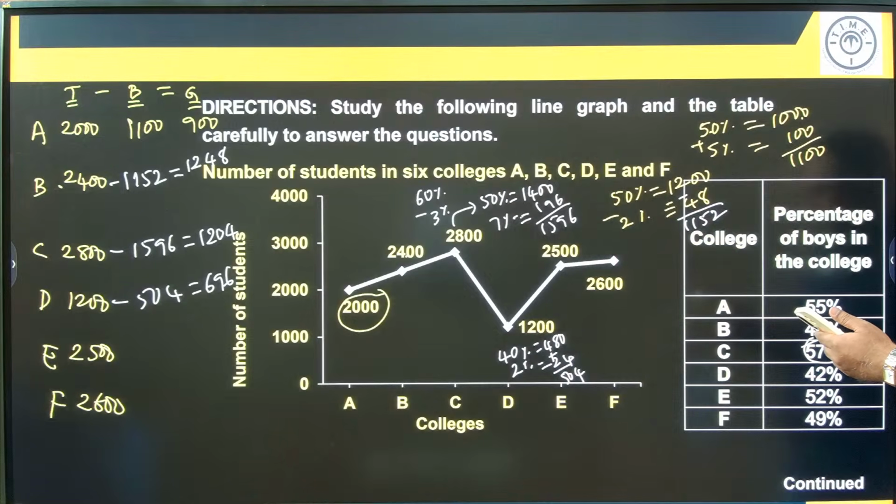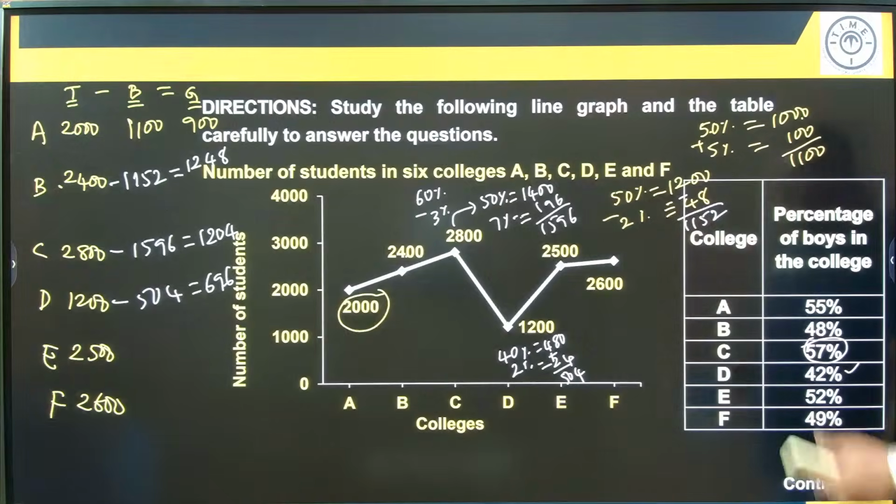Okay. All of you are answering the questions. Okay, you're giving me the values also, right? Okay, fine. Good. Look at E.